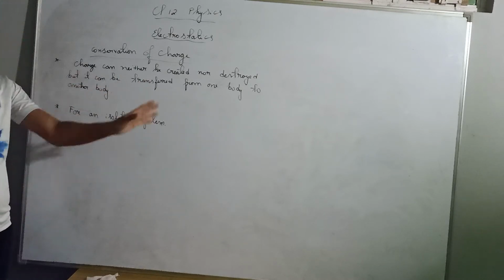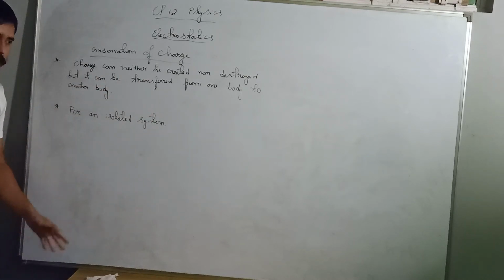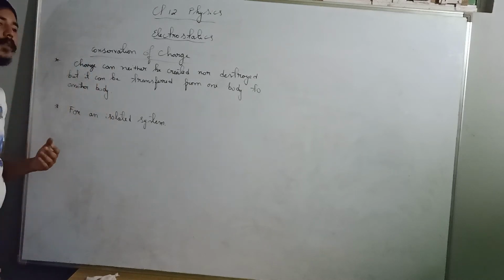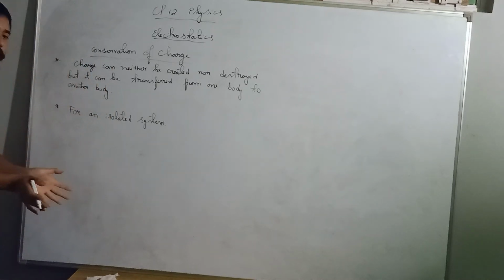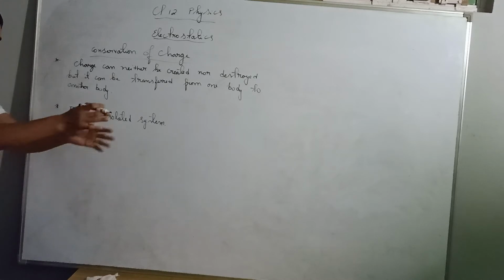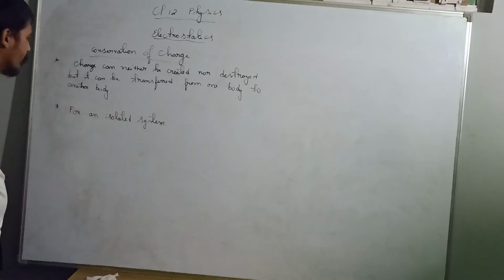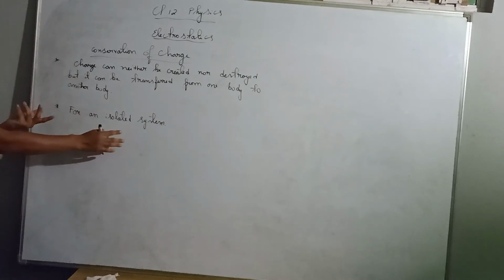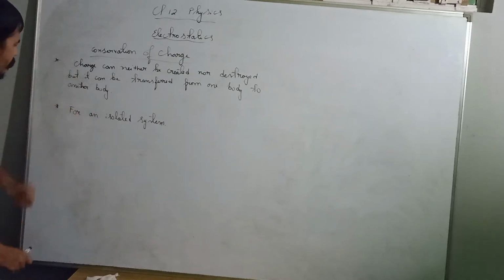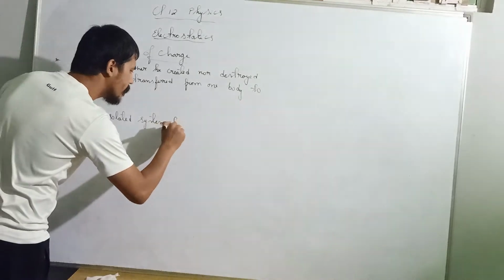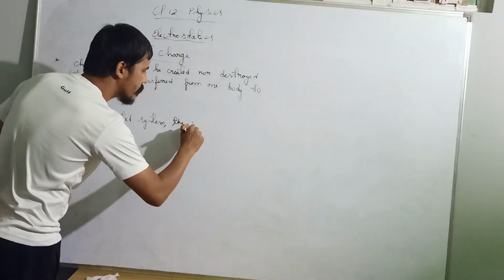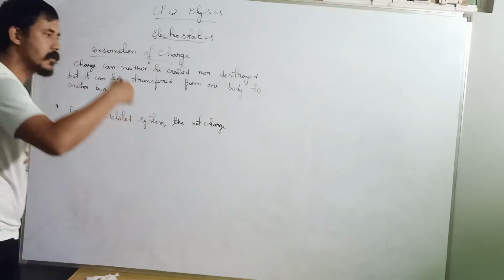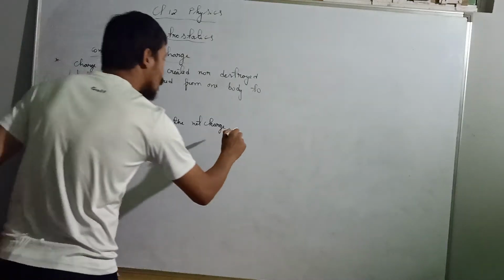No interactions with other objects. You are separated from the outside world, from everything. That's an isolated system. So for an isolated system, the total charge, meaning the net charge, always remains constant.